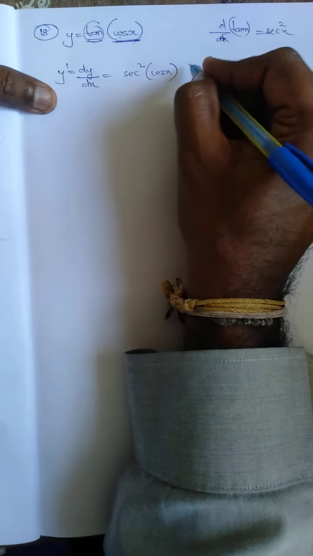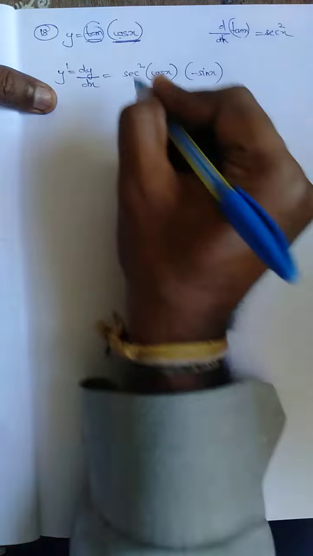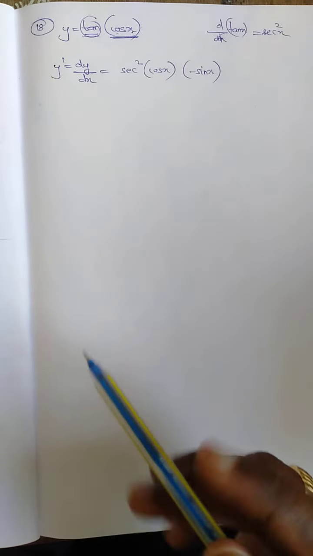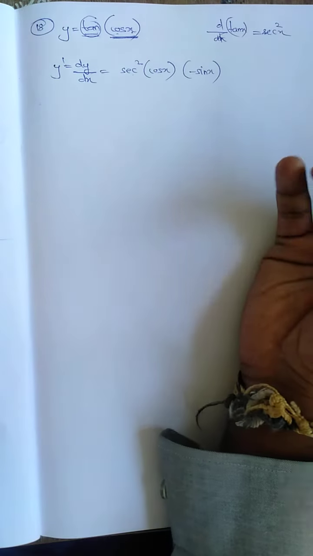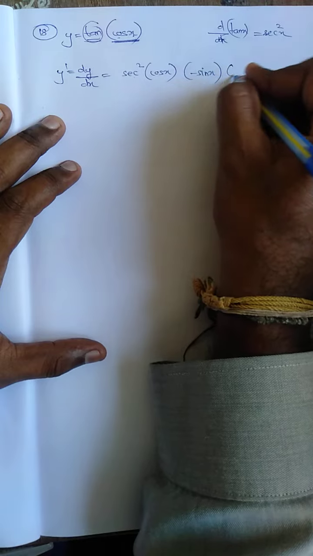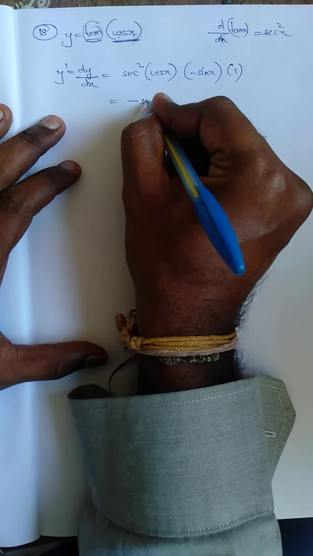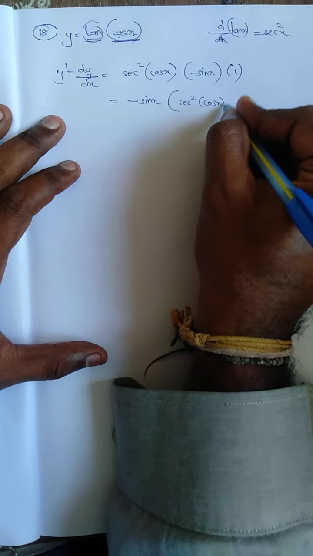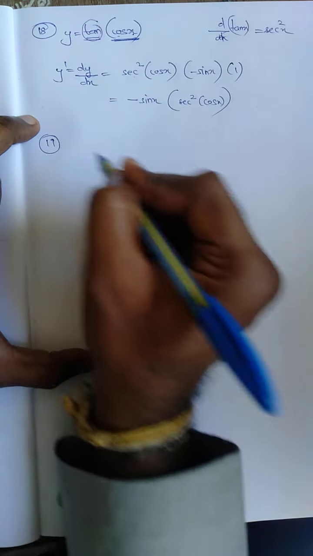Next cos. Cos differentiated is minus sin x. x differentiated is 1. You don't need to put it. If you put it also, 1 multiplied by anything is the same, so we don't need to put it. The answer is secant square of cos x into minus sin x. That's all. Otherwise, if you want, you can put 1 also, no problem. Therefore minus sin x into secant square of cos x. That's all.